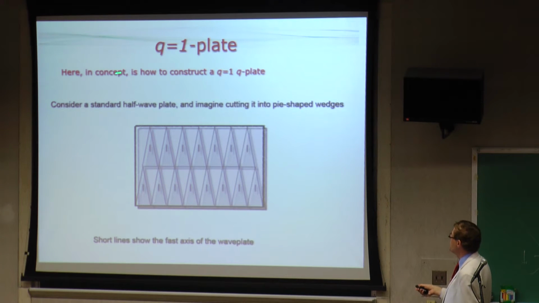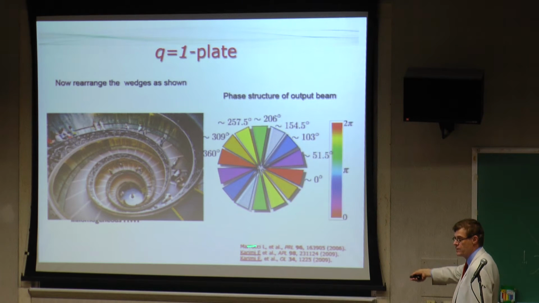So just to remind you, how would one construct a Q plate? Let's do the example of Q equals 1, Q being the topological charge. So conceptually, go to the store, buy yourself a half wave plate, cut it up into wedge-shaped pieces, and then rearrange the pieces as shown here. This is conceptually how one builds one of these Q plates.